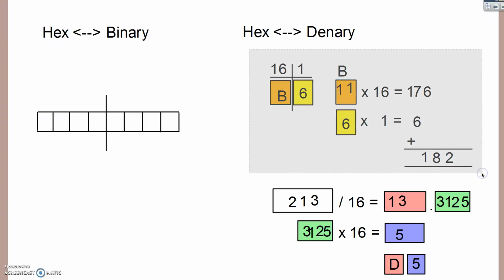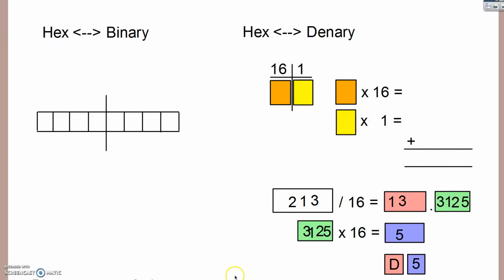We should find, if we come back to our first method up here, just to double check ourselves, because we want to make sure we're right when we're doing the exam, if we do D and 5. So then we've got D times 16, but we know D is 13. So let's put 13 in there. And then down the bottom box, we put 5.